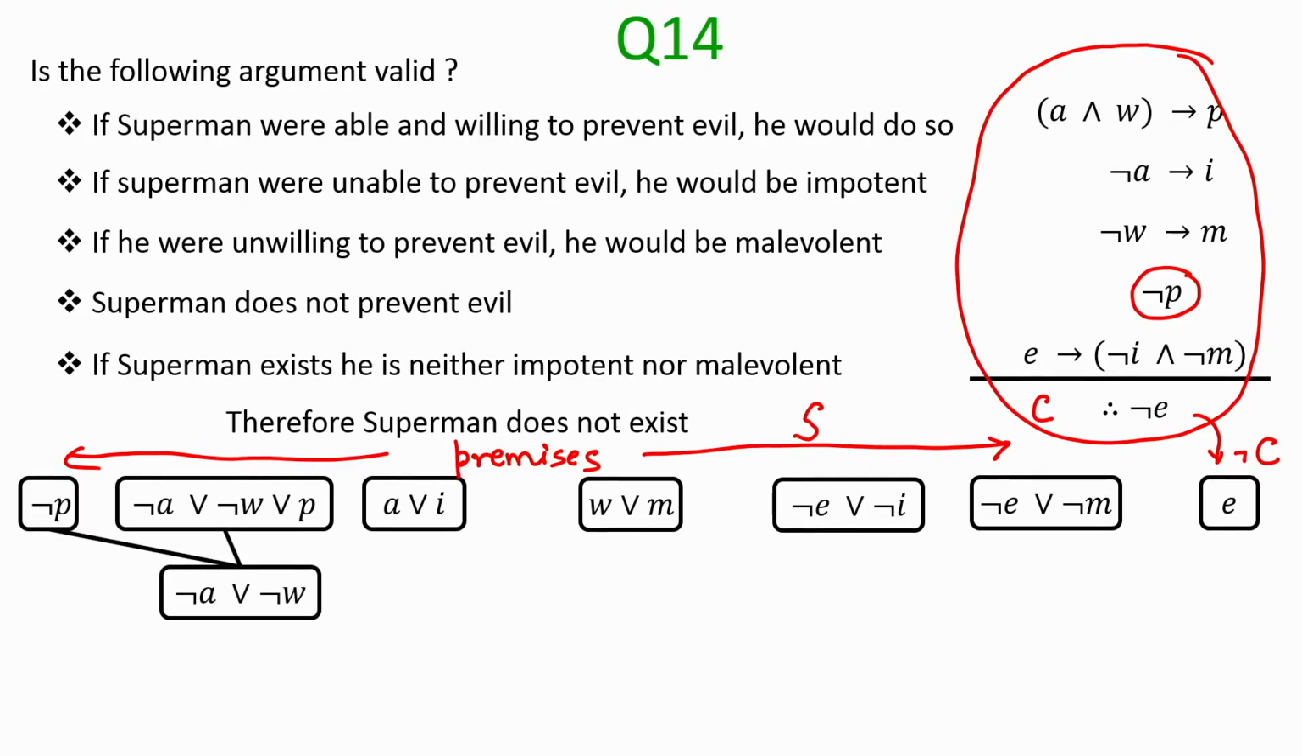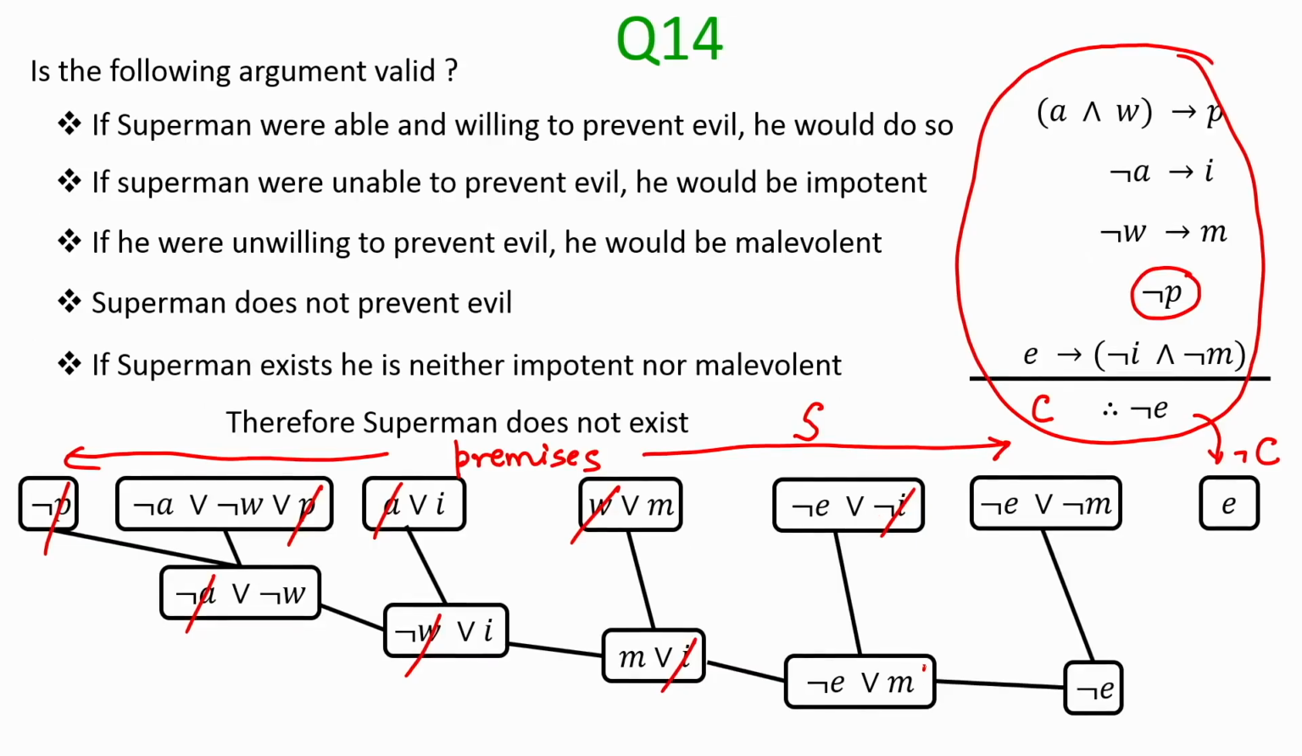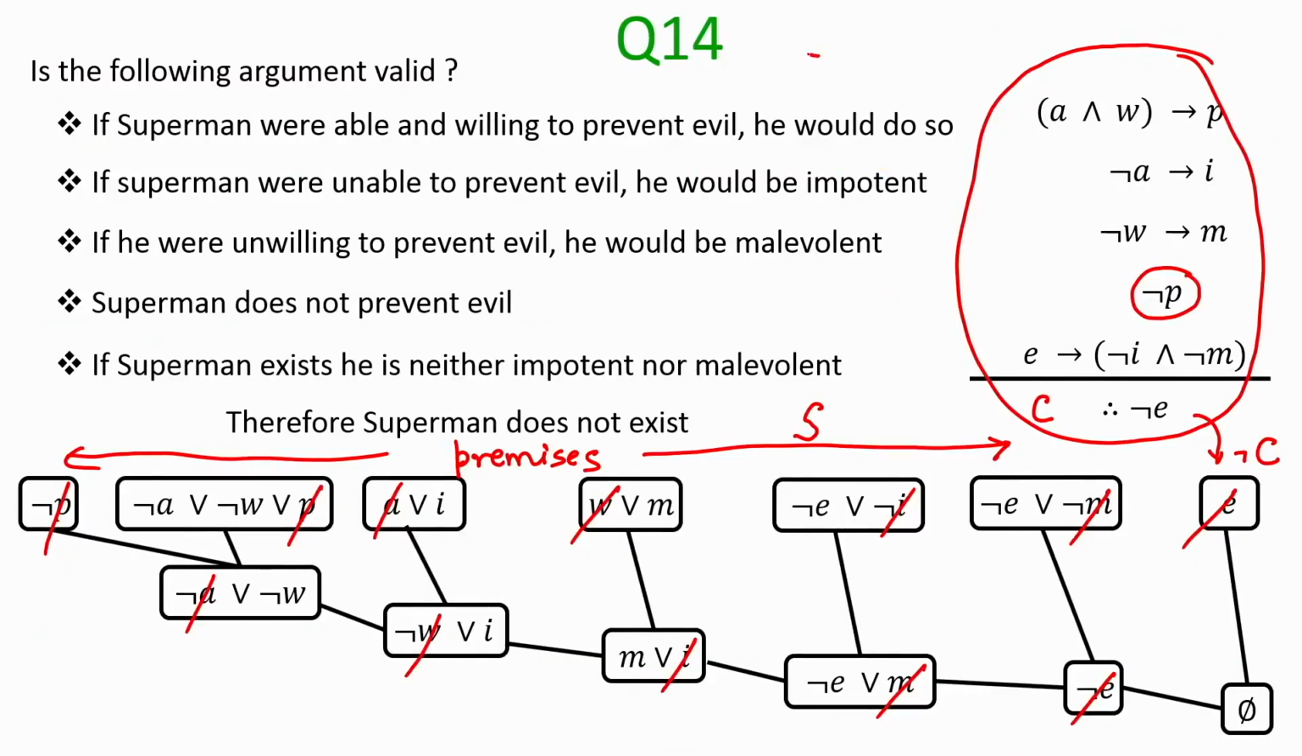And now I have to resolve. So, I start with first two things, cancel out P, and then I cancel out A, I then cancel out W, I then cancel out I, next I cancel out M, and then after cancelling out E, I am left with nothing, empty. So, I got the resolvent to be empty, and that shows that this is a valid argument.